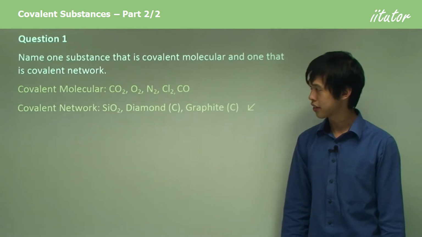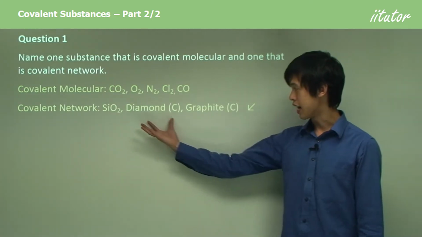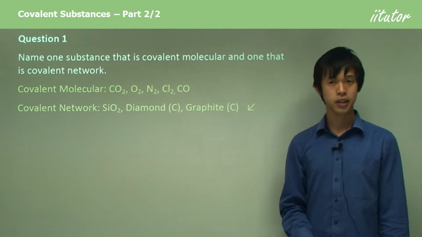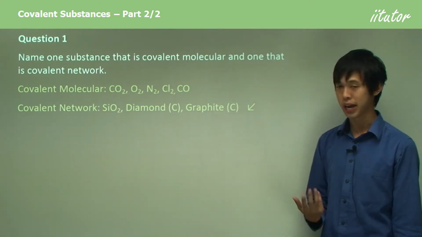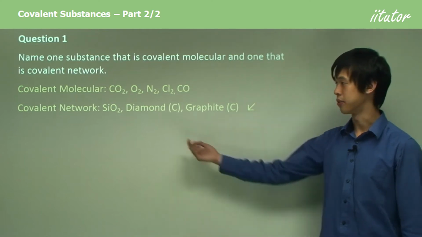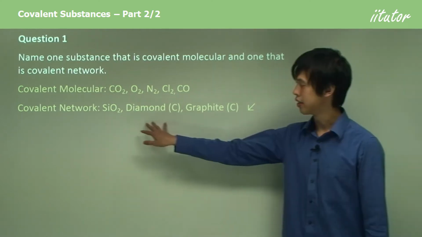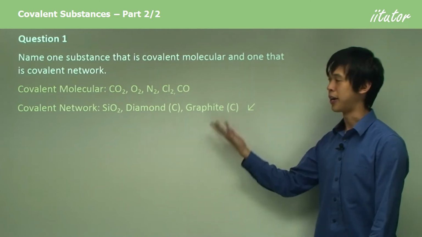For covalent network structures are a little bit harder. So you could pick diamond or graphite, both of them are carbon compounds. SiO2, even silicon, just Si, germanium. A lot of the semi-metals will be covalent network structures as well. Any of those you could have picked and you would have been right.